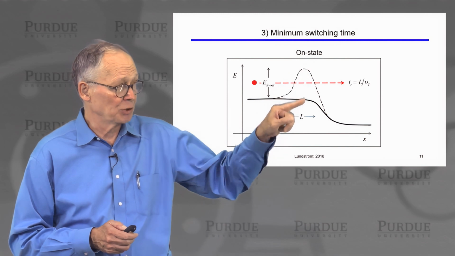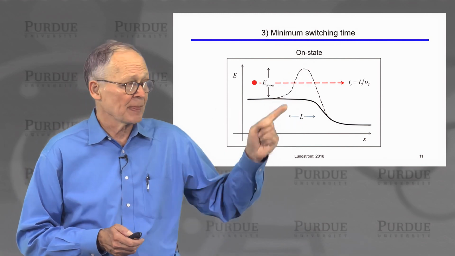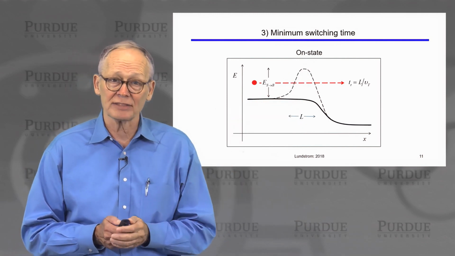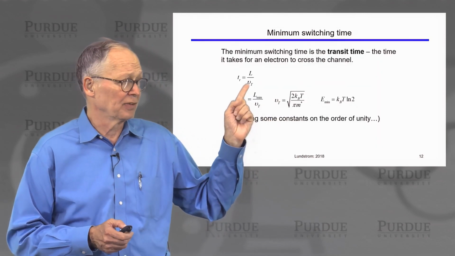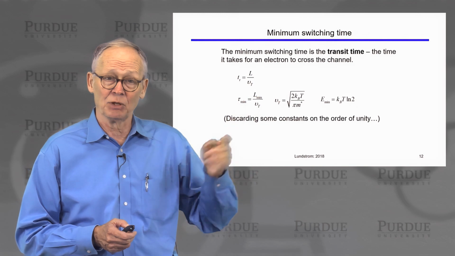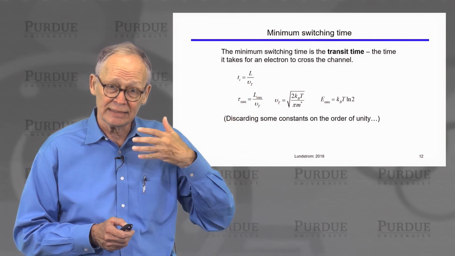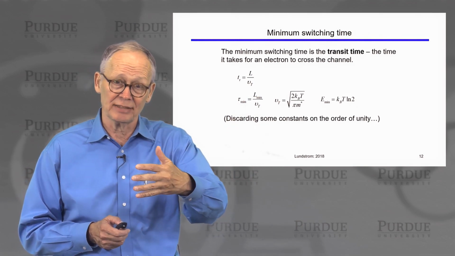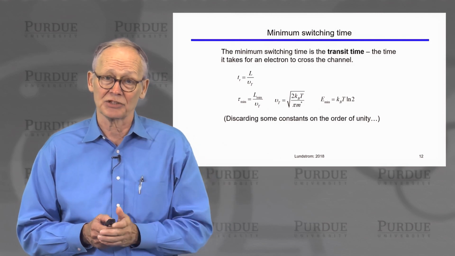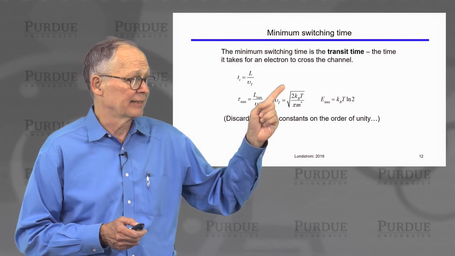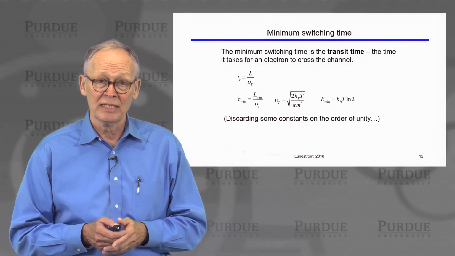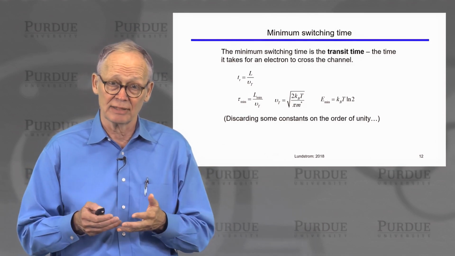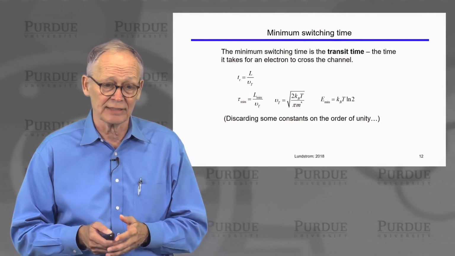So in this case, we've pushed the energy barrier down. The electron goes across the channel. It goes across the channel at a certain velocity. It had a thermal velocity in the source. It gets injected into the channel. It flows across the channel and comes out the other end. The time it takes then to go across the channel is the transit time of the channel, just the length of the channel divided by the velocity of the electrons.